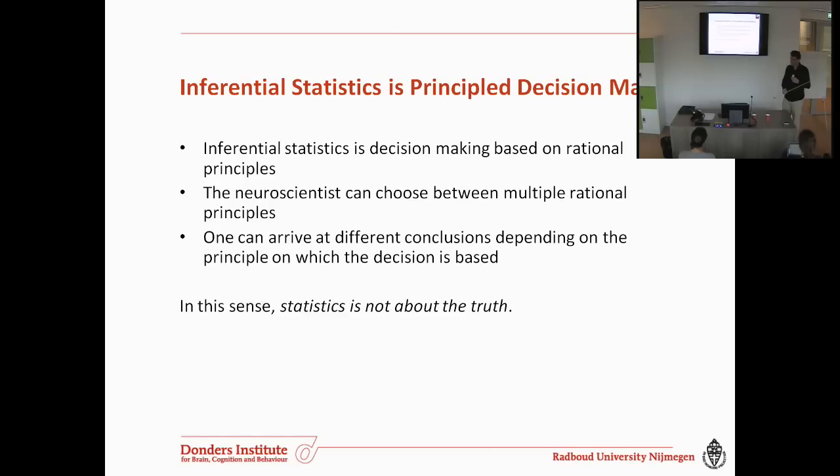So you have to think about this carefully, and for that we have our colleagues, the mathematical statisticians. They look for principled ways of dealing with the uncertainty in our data. But there is more than one, and I will give you a list in the following. Crucially, you can arrive at different conclusions depending on the principle on which your decision is based. And in that sense, you cannot say that statistics is about the truth, or that statistics reveals the truth. Statistics is not about revealing the truth. Statistics is about correctly applying a particular principled way of dealing with the uncertainty in your data.